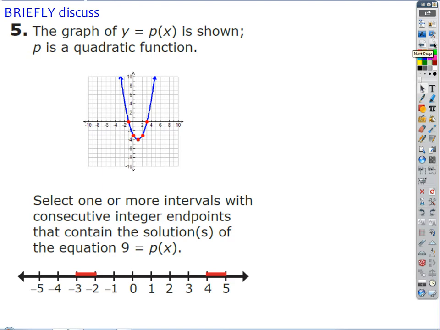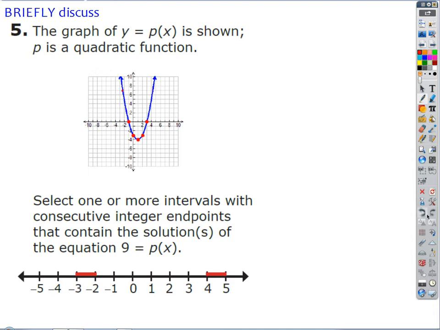So the graph of y equals p of x is shown. P is a quadratic function. Select one or more intervals with consecutive integer endpoints that contain the solutions of the equation 9 equals p of x. So we're just setting y equal to 9, right? If we set y equal to 9, you can see that the intersections are right there. That's 7. Oh, you're right, that is 7.